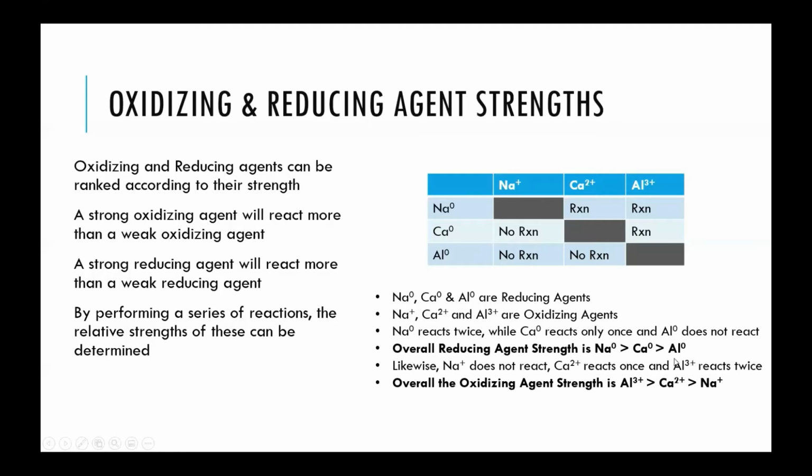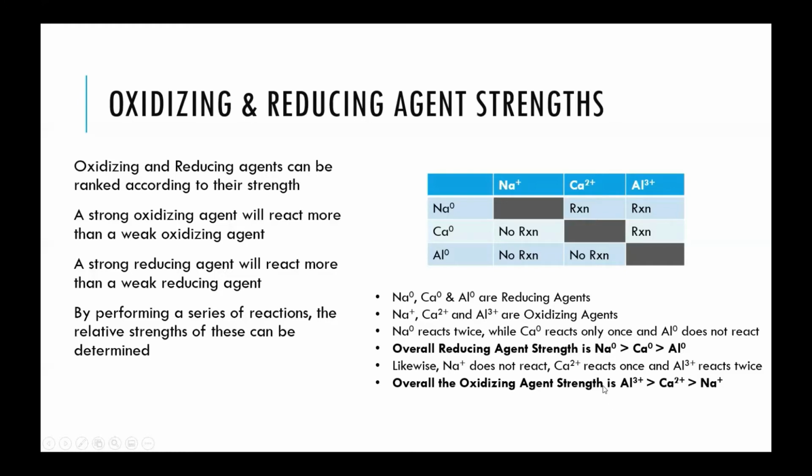The opposite ranking is also true when you're looking at the oxidizing agent strengths. What was a very strong reducing agent, the sodium metal, is now a weak oxidizing agent as the sodium ion. And the weaker reducing agent, the aluminum metal, is now the stronger oxidizing agent as the aluminum ion.